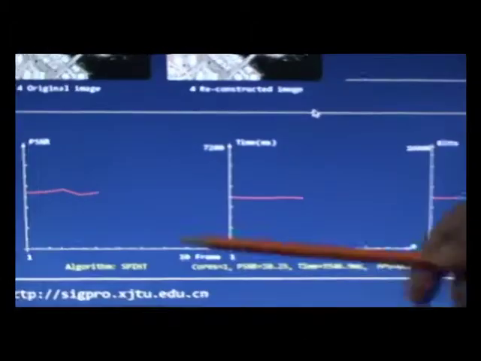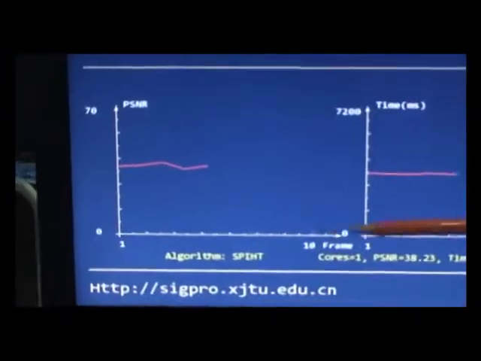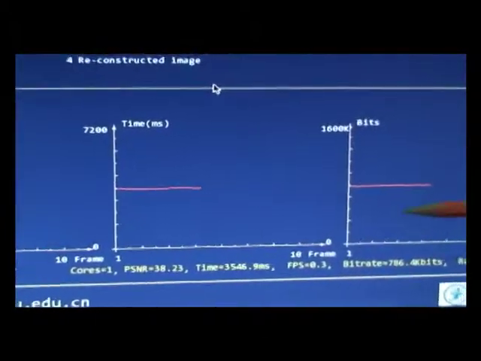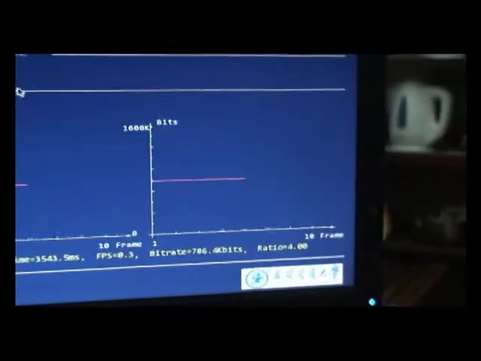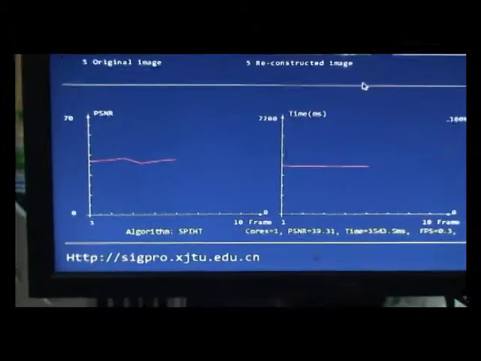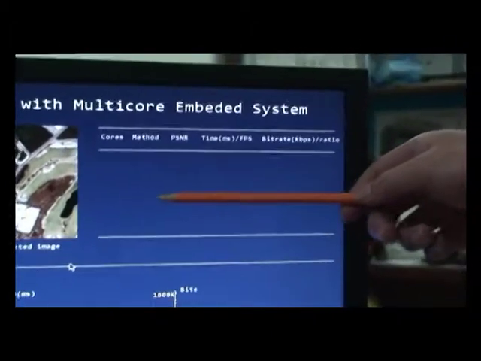At the bottom of the screen, there are three graphics which show compress parameters of each frame timely. After one experiment is completed, we show the average parameters here.